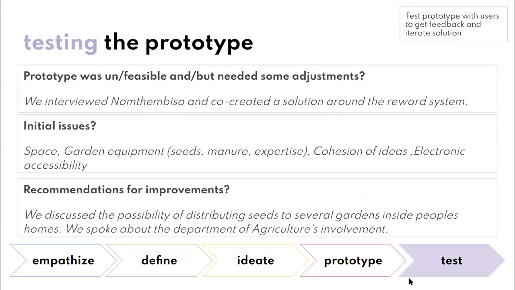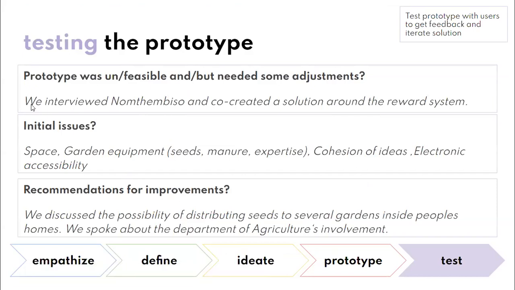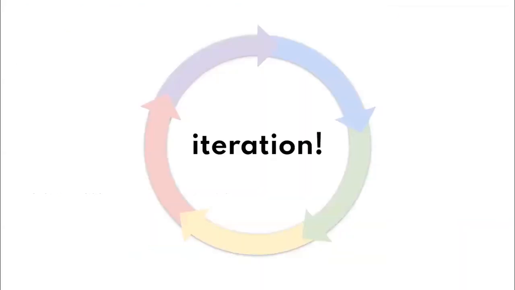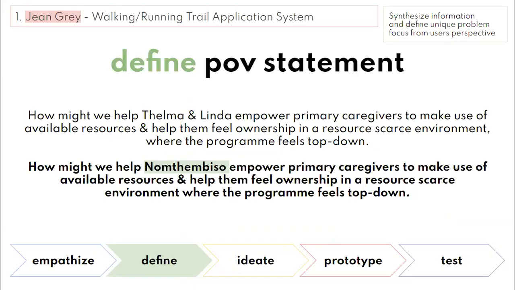And so Nontembiso, who you saw here, was one of the interviewees that initially they did not focus on. They thought, well, we should actually focus on this reward system. Maybe there's something there. So they went back to the interview. They reiterated. They went back to the empathize stage and continued. And they refocused their defining the point of view statement by the name. But not only this name. So the top is the initial point of view statement. The bottom is the reworked, redefined point of view statement. The only difference, so to say, is the name.